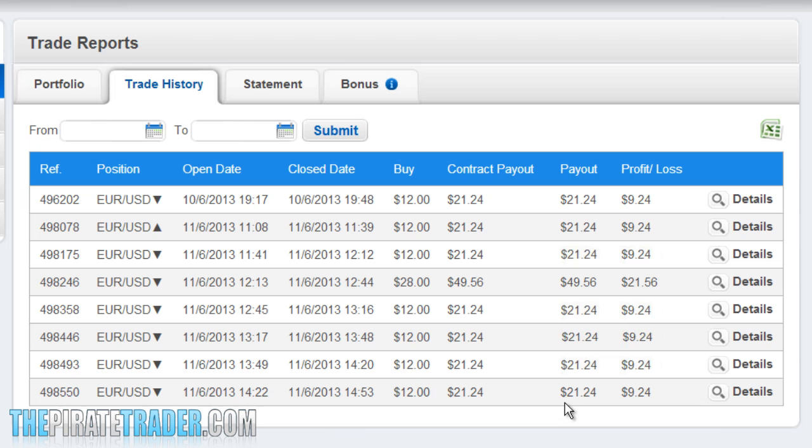We've got the amount that we traded, the currency pair, the execution time, the rate, and as you can see, this was a winning trade. So we also see the payout amount, which in this case was $21.24 for a profit of $9.24. So, since I won the last trade, what I'll do now is start with step 1 all over again.